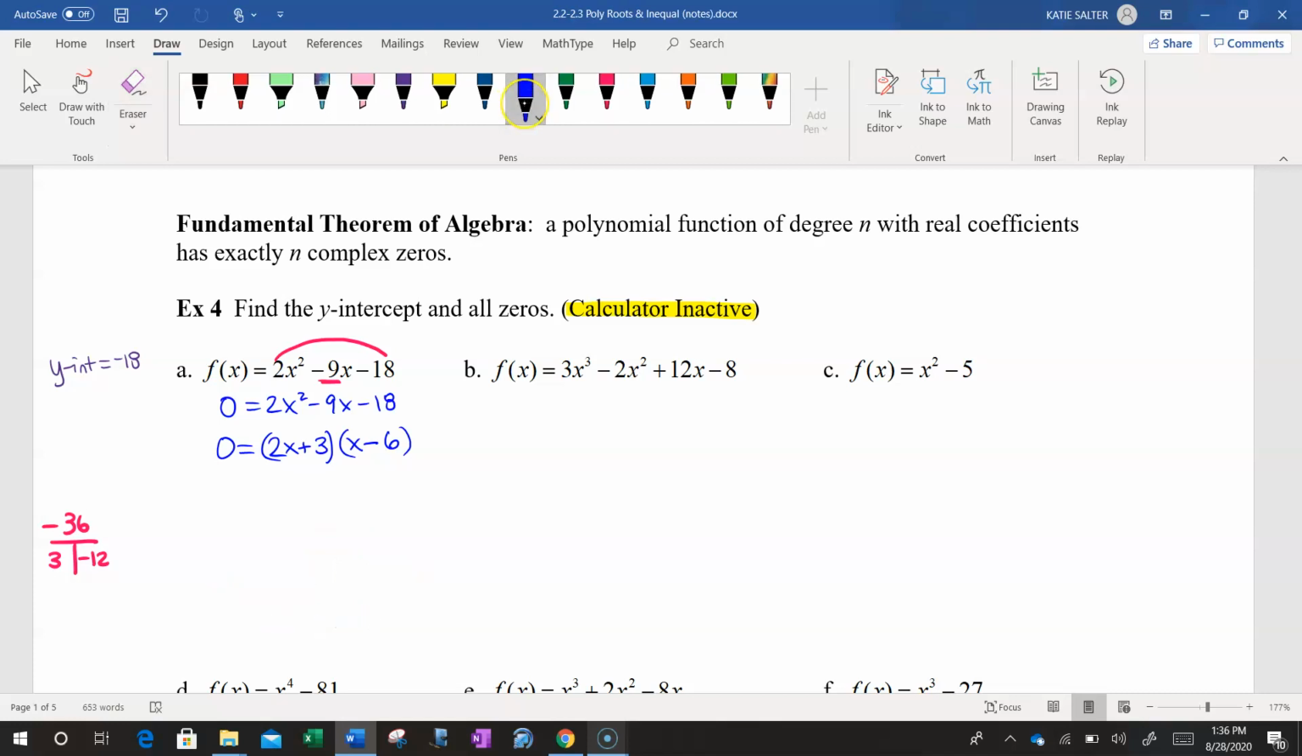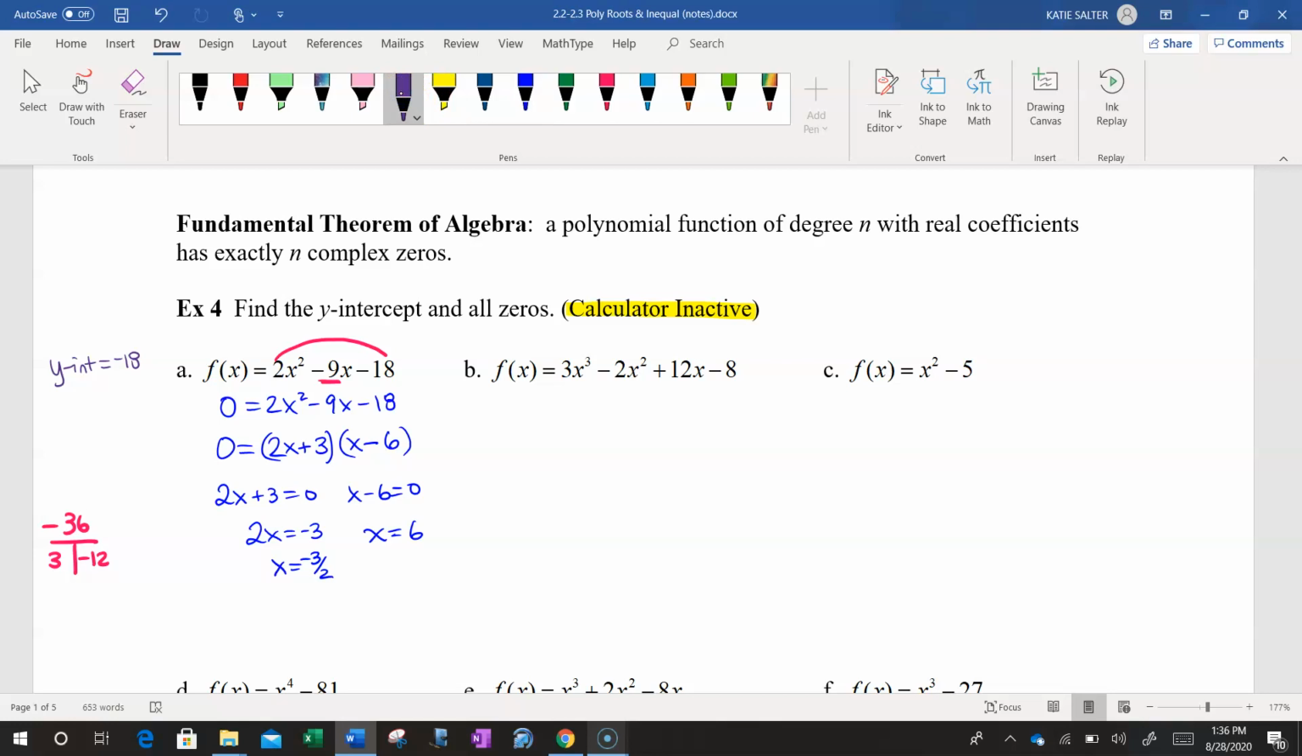All right, so from there, we set each factor equal to 0 and solve. So we have 2x plus 3 equals 0, and x minus 6 equals 0. So the first one, we'd subtract 3 from each side. 2x equals negative 3, and then divide by 2, so we get negative 3 halves. The second one, we'd add 6, and we get x equals 6.